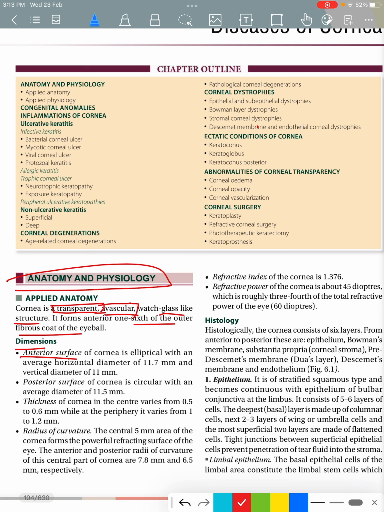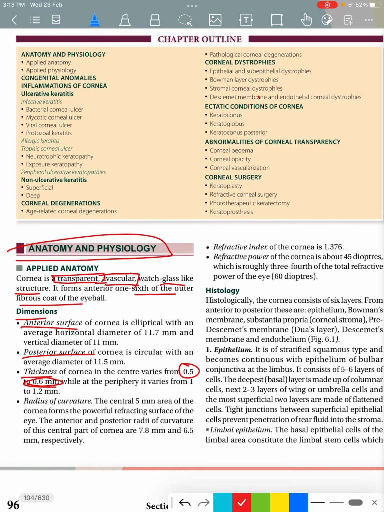So the next point, dimensions. There is an anterior surface and a posterior surface. The thickness of the cornea is 0.5 to 0.6 millimeter at the center, and at the periphery it is 1.2 millimeter. Then the radius of curvature.